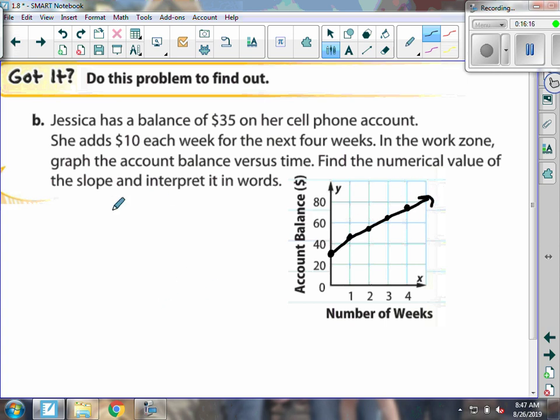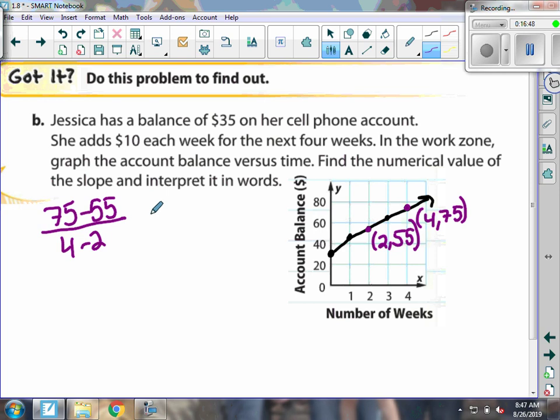So find the numerical value of the slope and interpret it in words. So I'm going to pick 2 points. So this one is x is 4 and y is 75. And I'll use this one where x is 2 and y is 55. So 75 minus 55 over 4 minus 2. So 75 minus 55 gives us 20. 4 minus 2 is 2. So 20 divided by 2 gives us 10. Okay, so there's our slope.